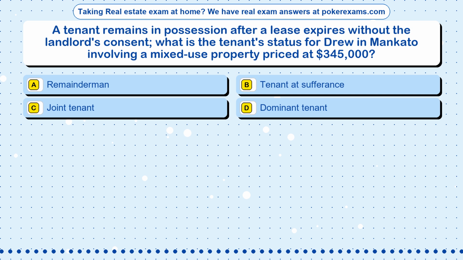Question 78. A tenant remains in possession after a lease expires without the landlord's consent. What is the tenant's status for Drew in Mankato involving a mixed-use property priced at $345,000? Option A, remainderman. Option B, tenant at sufferance. Option C, joint tenant. Option D, dominant tenant.